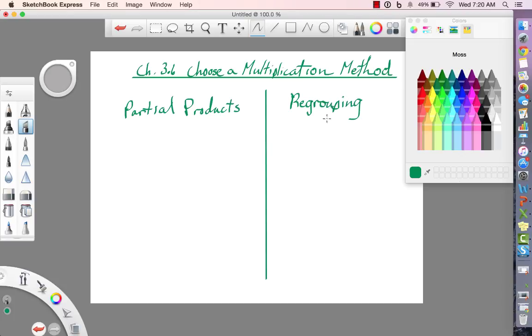You have done this already. Okay? Regrouping is sort of traditional multiplication, and partial products is close. It's similar. So the first example is to use partial products to multiply 15 times 25. And we're going to write that, 25 times 15. Either way is fine. You can put whichever one you want on top.